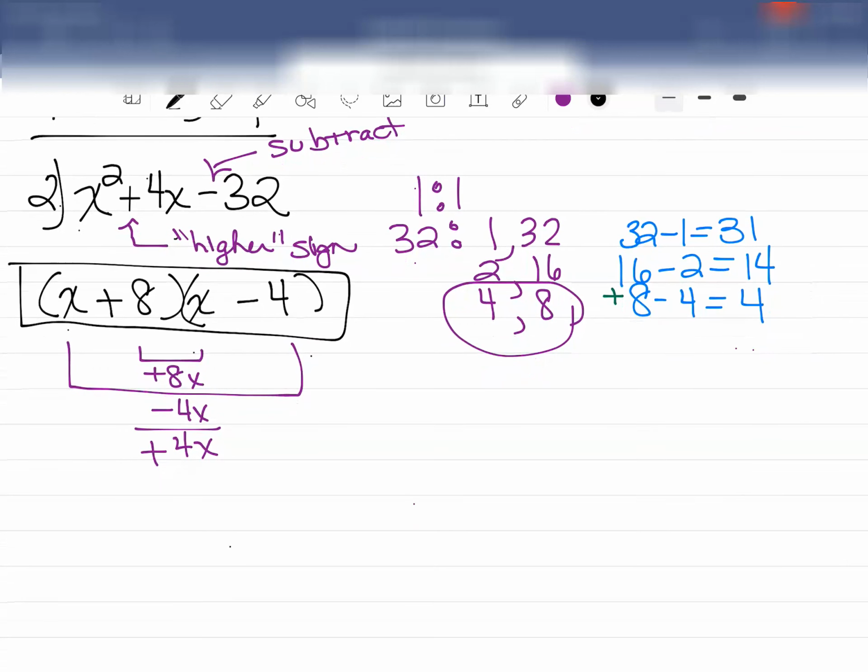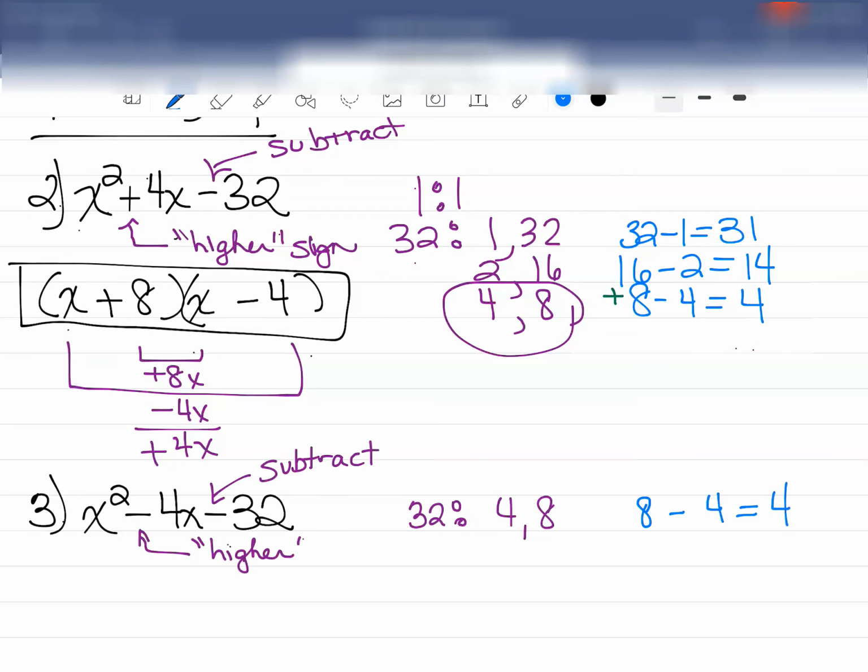What if this problem instead would have been x squared minus 4x minus 32? If that problem would have been x squared minus 4x minus 32, it would have been just a little different. So let's see how different it would have been.